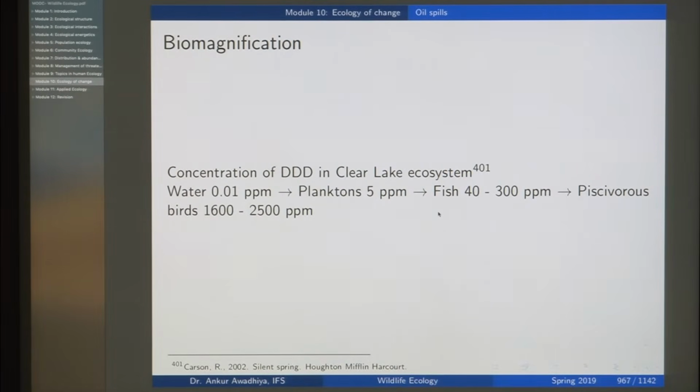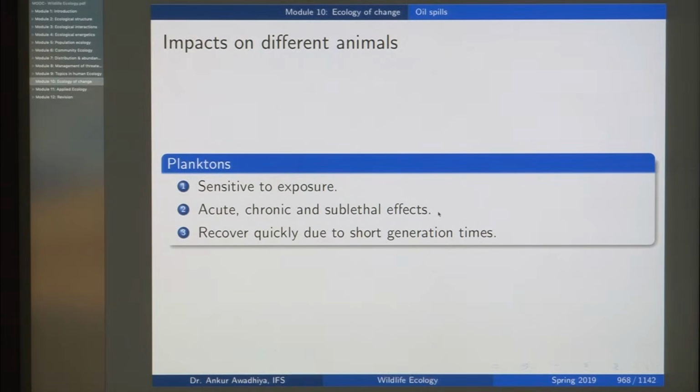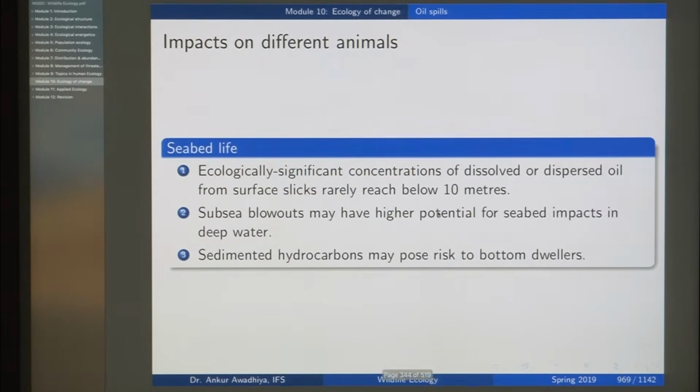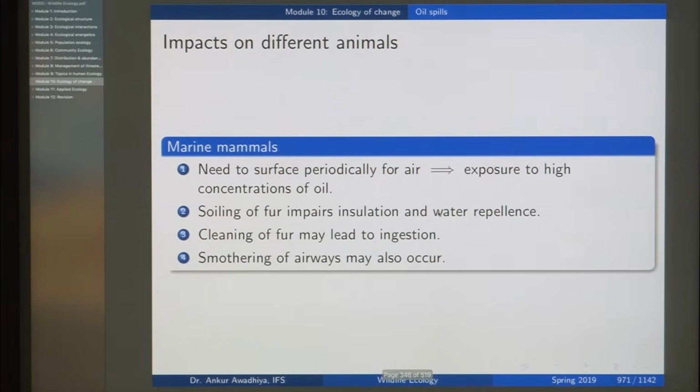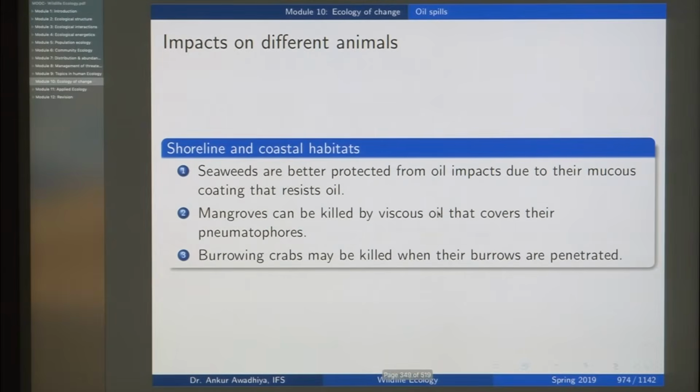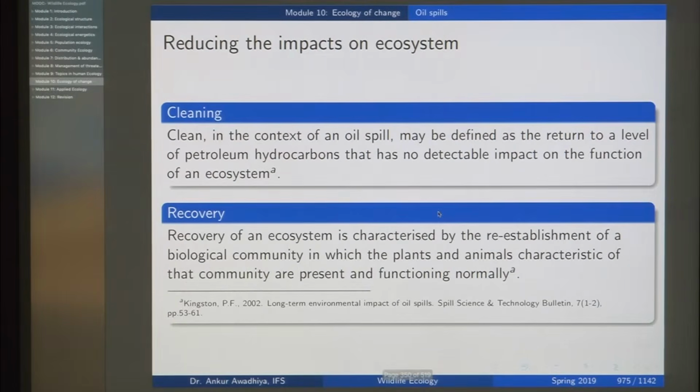So, this was an example of biomagnification. The concentration of DDT in the water was 0.01 ppm, but as we move up the food chain to the fish-eating birds, it increases to as high as 2500 ppm. Now, the impacts on different animals are very different. So, we looked at impacts on plankton, seabed animals, fish, marine mammals, marine reptiles, birds, shoreline and coastal habitats.